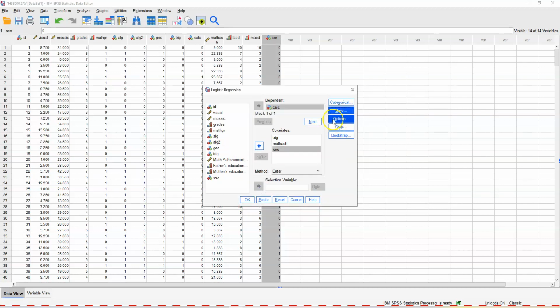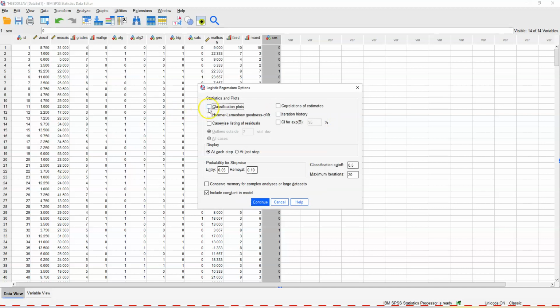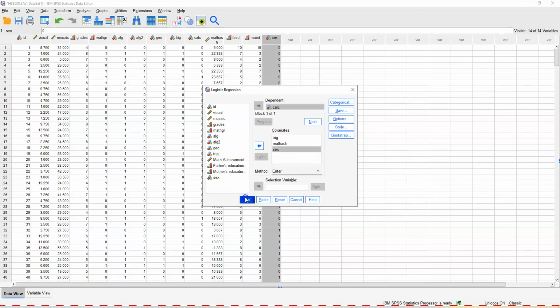Let's take a look at options. We're in the classification plot. Hosmer-Lemeshow shows goodness of fit. Talks about our model. And again, case-wise residual. This right here can assist us with outliers. We can click here on confidence intervals for our odds ratio. Okay.